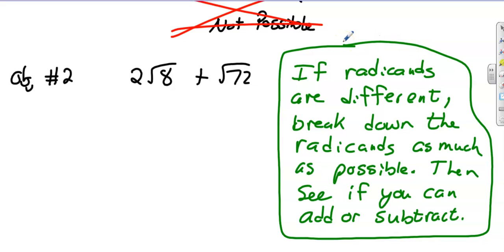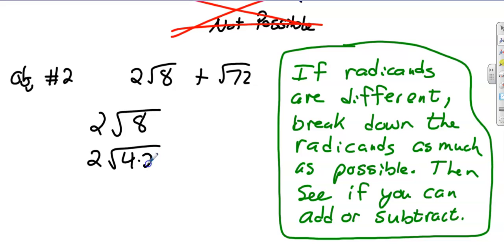Okay, so if you get 2 square root of 8 plus square root of 72, you can't just add them. That's just not possible. You're going to take the 2 square root of 8, and again, you're going to take the 8 and start breaking it down. And I think everything on this part should probably be square roots. I don't think they worry about any third roots or fourth roots or fifth roots. I think everything here they'll keep as square roots.